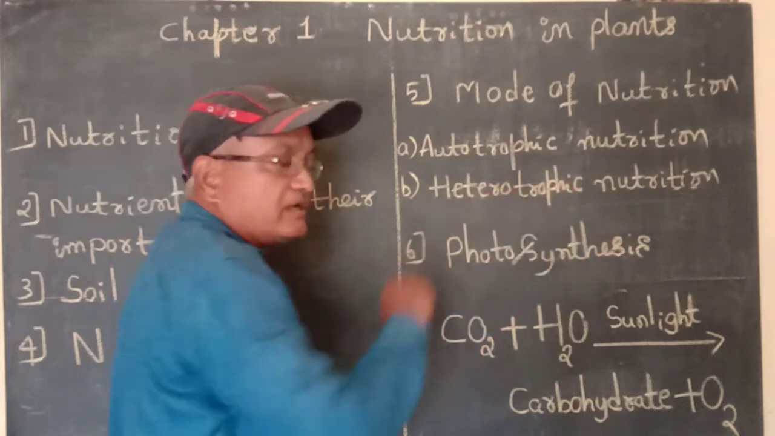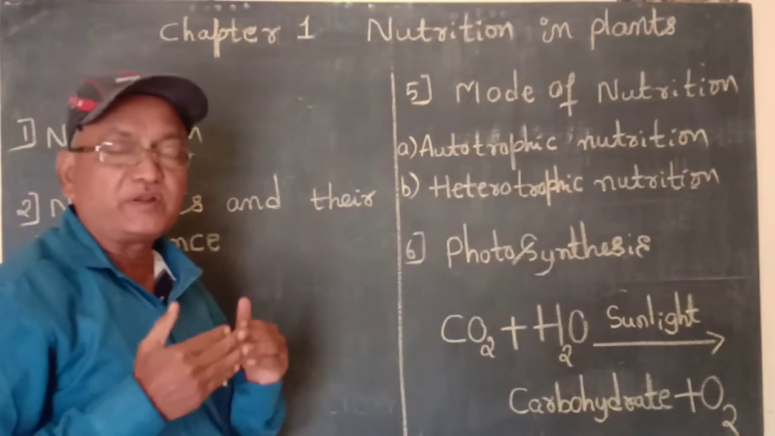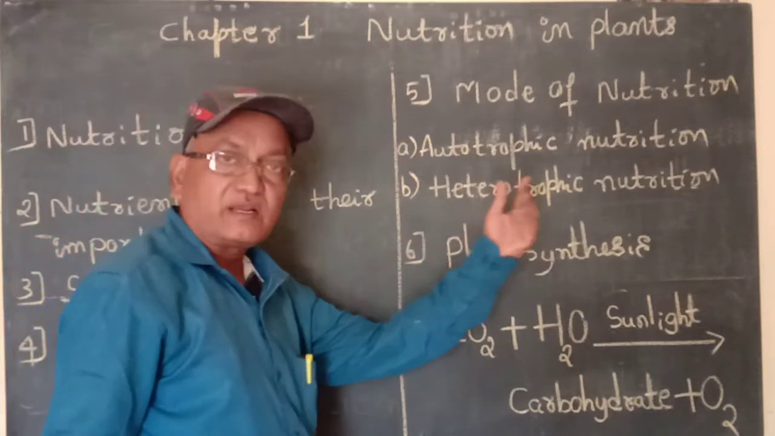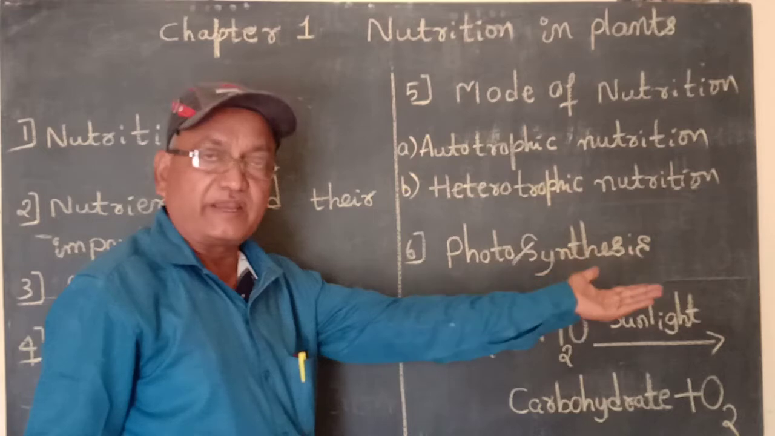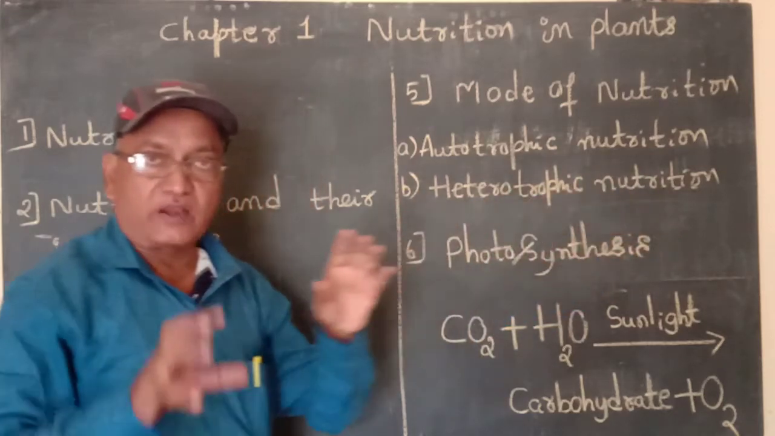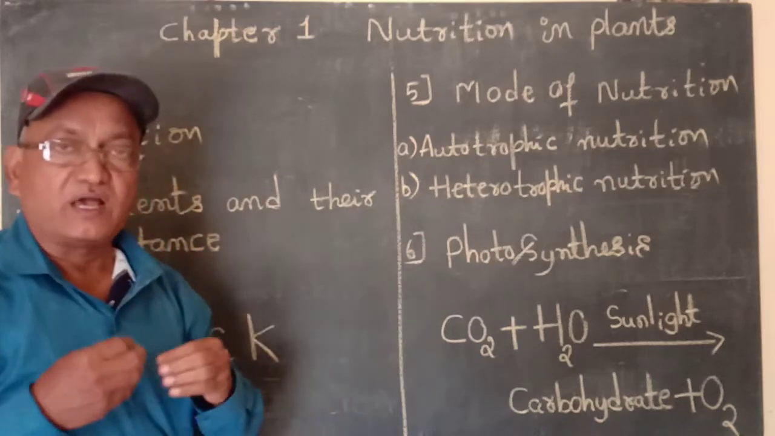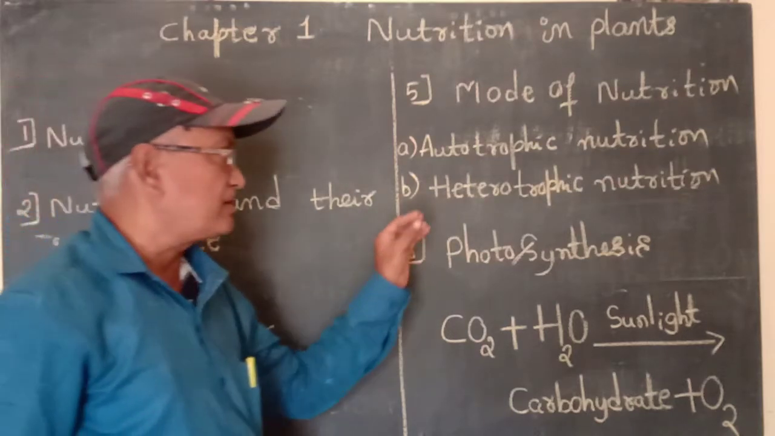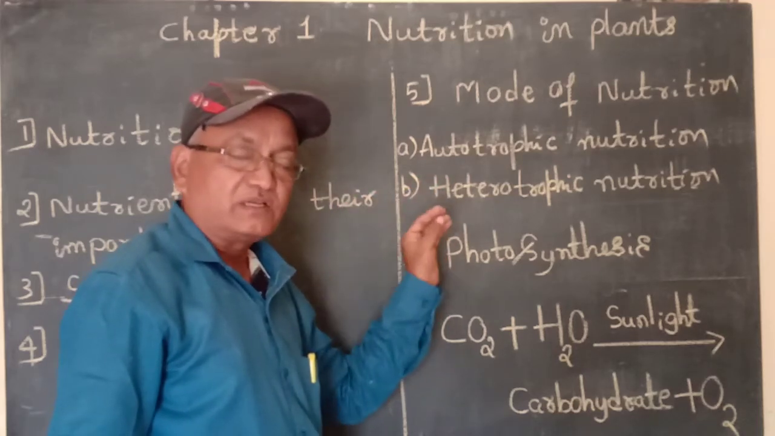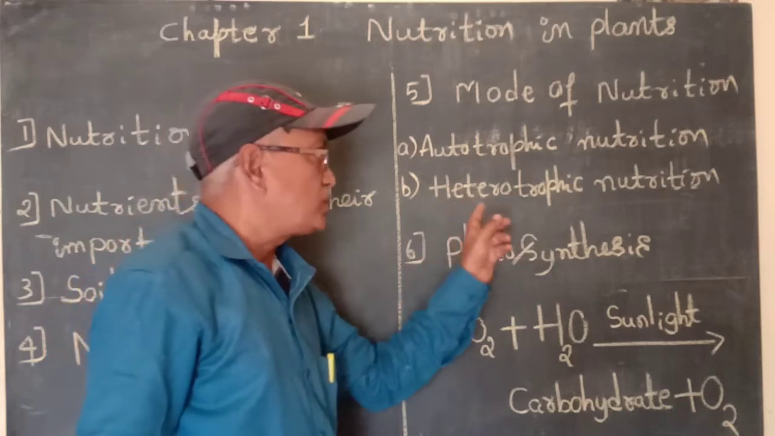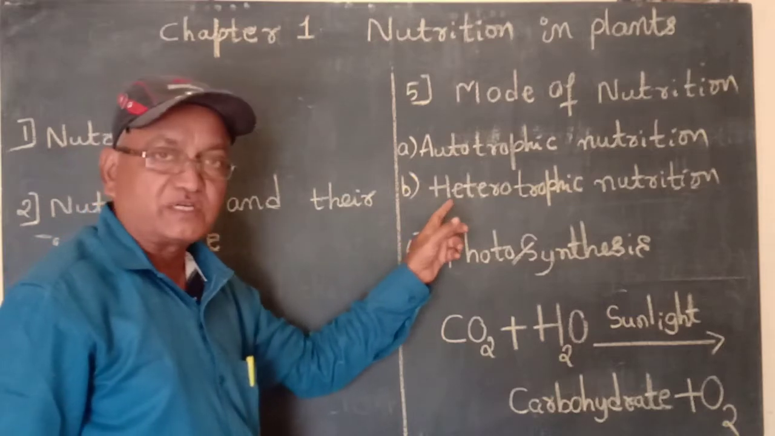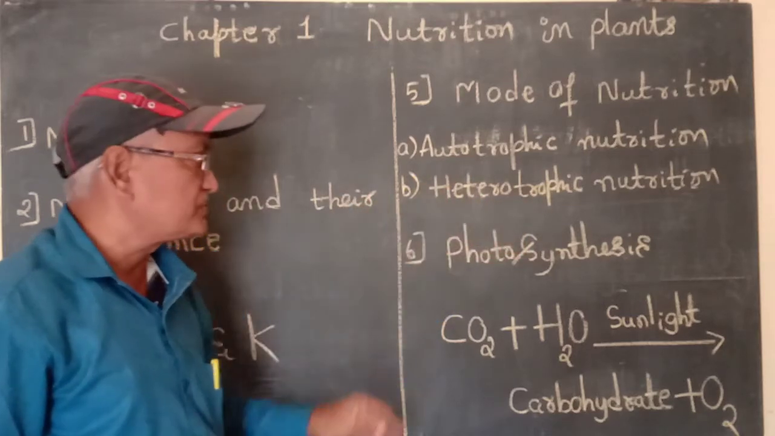Heterotrophic nutrition. Some organisms, like human beings and most of the animals, depend upon plants or other animals for their survival, for food. We call this heterotrophic nutrition. For example, we depend upon plants. The organisms which come under this mode of nutrition, we call them heterotrophs.